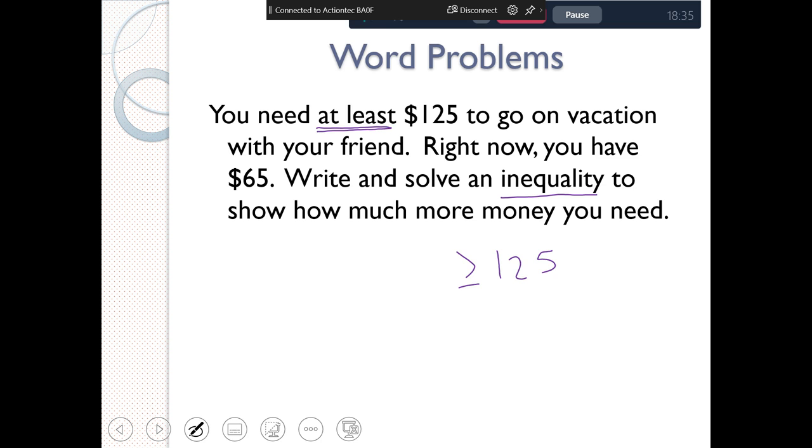Right now you have $65. Write and solve an inequality that will show how much more money you need. Well, 65 plus x, okay? So 65 plus x needs to be greater than or equal to $125. Now I'm just going to solve. So I'm going to subtract 65. So I'm going to have x is greater than or equal to 60.